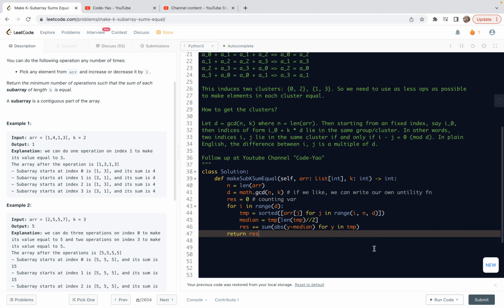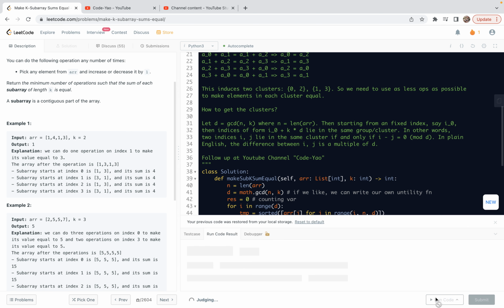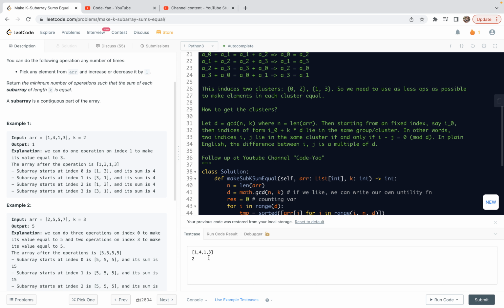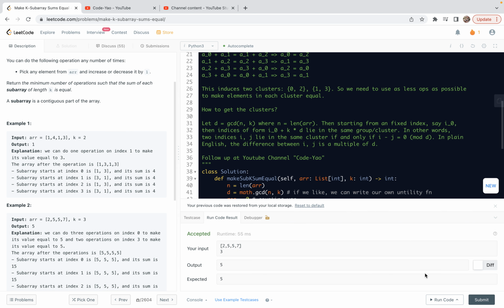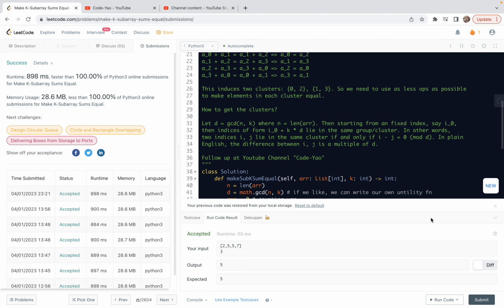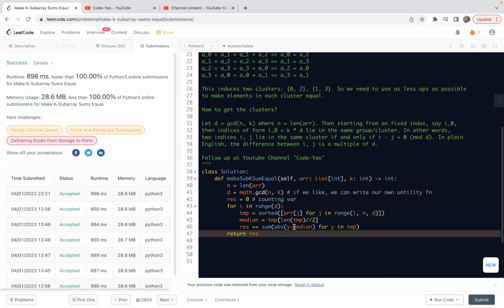So now let's do a test. Yeah, it passes the first example. Now let's also check the second example. Yeah, it passes the second example. Now let's look at the generic case. Yeah, it passes all the generic cases. So that's basically about it for this specific problem.